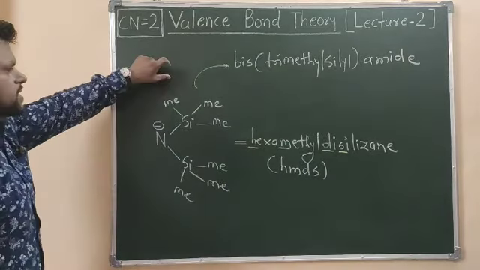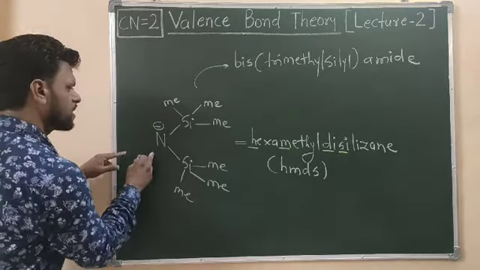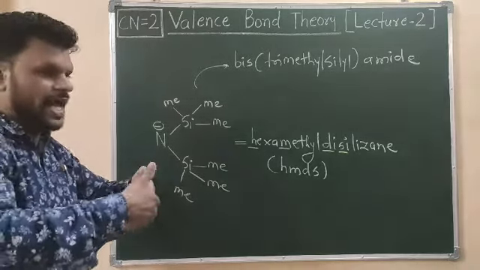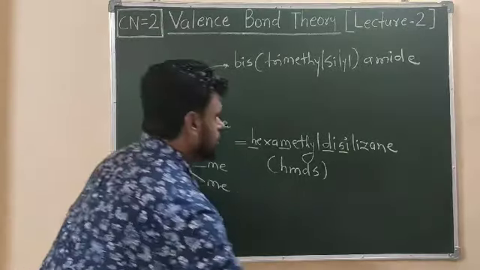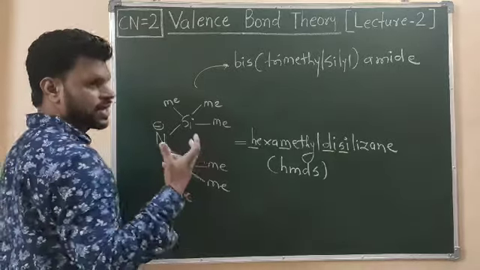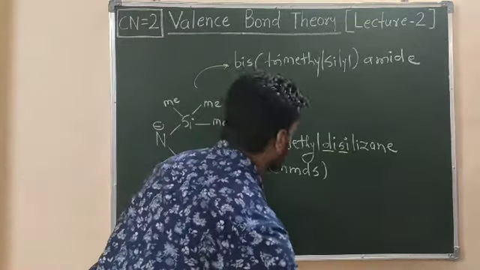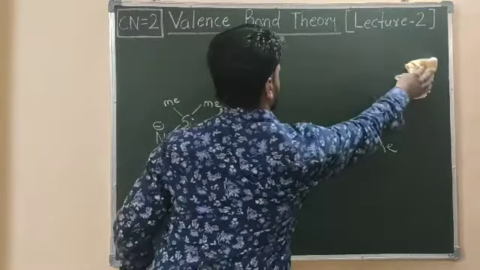So this is actually a bulky ligand, and when we have these kinds of ligands, they are able to stabilize the complex with coordination number 2. So these complexes are now going to form stable complexes. I'm just giving some examples of such kinds of complexes.